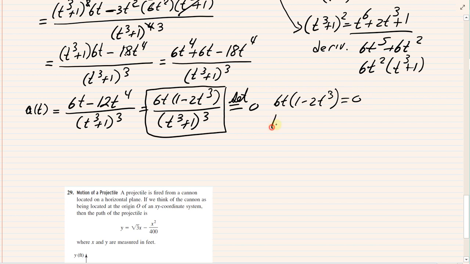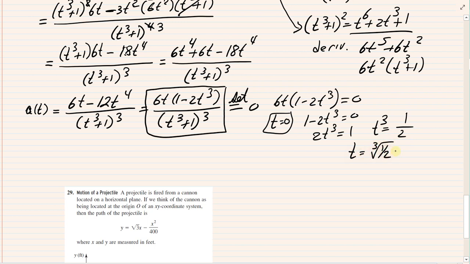Okay, and from this we get t equals 0 by the zero factor principle, or 1 minus 2t cubed is 0. That means 2t cubed equals 1, and therefore t cubed is 1 over 2, and t must be the cube root of 1/2. And the cube root of 1/2, we can rationalize that denominator, right? 1 over cube root of 2.